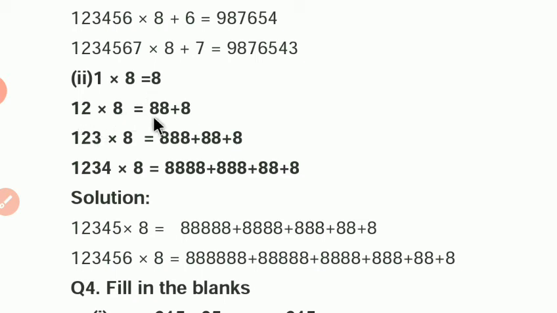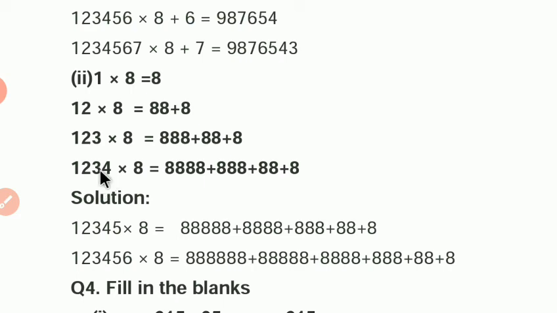Then question number 2, 1 into 8 is equal to 8. So 12 into 8, 88 plus 8. You can see here also a number is increasing by one digit, meaning after 1 comes 2. So we have to write here 88 plus 8. On this side 1, 2, 3. If we are increasing here to 3, it means we have to write 3 times add. We have to increase the 88, meaning how many times do you have to write here 8? 3 times. 3, then 2 plus 1.